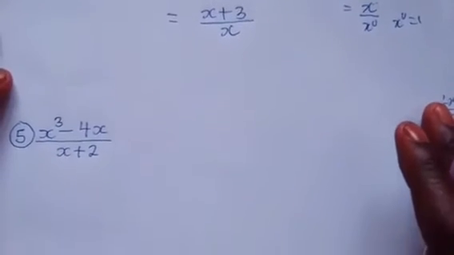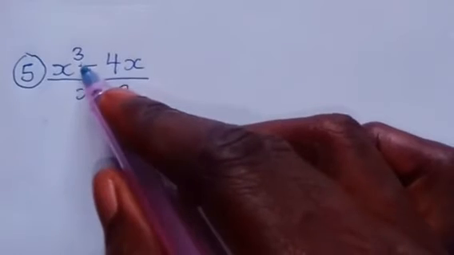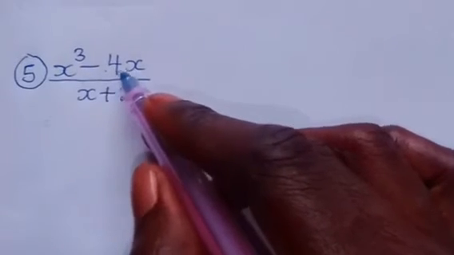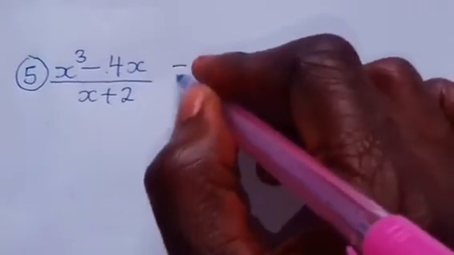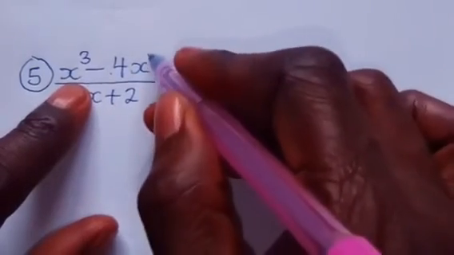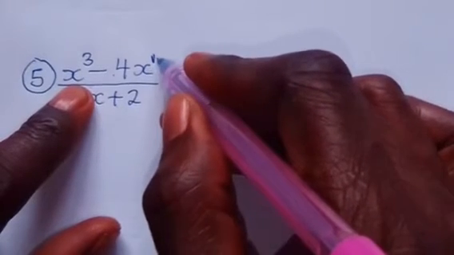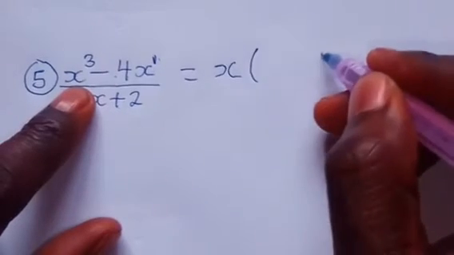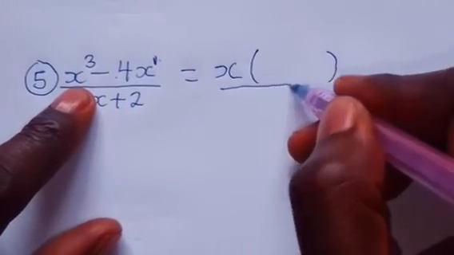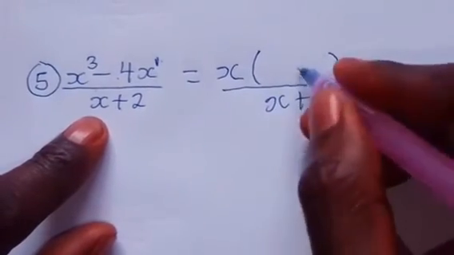Now let's move on to the fifth question. In the fifth question here, you can see we have x cubed minus 4x all divided by x plus 2. So how do we solve this problem? Here's how we go about it. Like we did in example 4, since the lesser power of x is x power 1, that means we are going to bring the x power 1 out, then introduce a bracket, and then we'll rule our line here and write out the denominator before coming back to simplify what we have at the numerator.